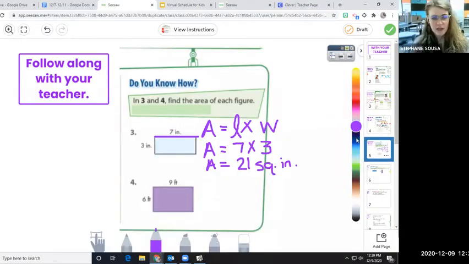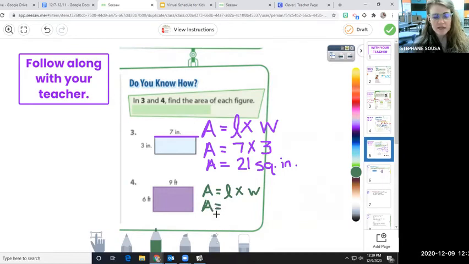All righty, let's look at number 4. This says, find the area. Again, let's memorize that formula. Area is equal to length times width. I'm writing it because it's important for us to memorize. So we know that we are trying to find the area because that's what it said, find the area.